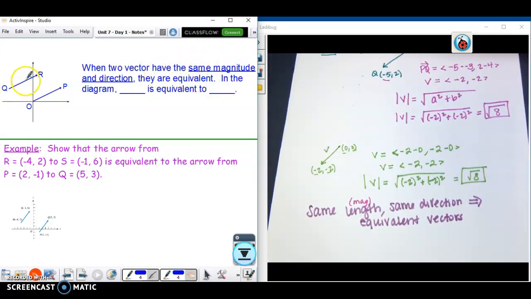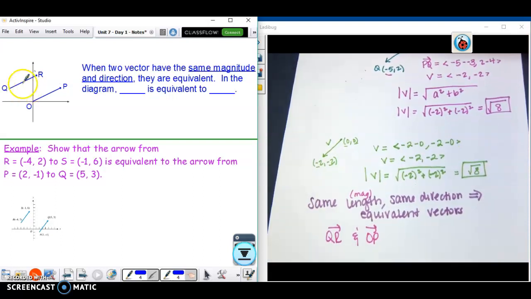So in this diagram, QR and OP are going to be equivalent. These are the same length and they're pointed in the same direction, just like we saw in that example.